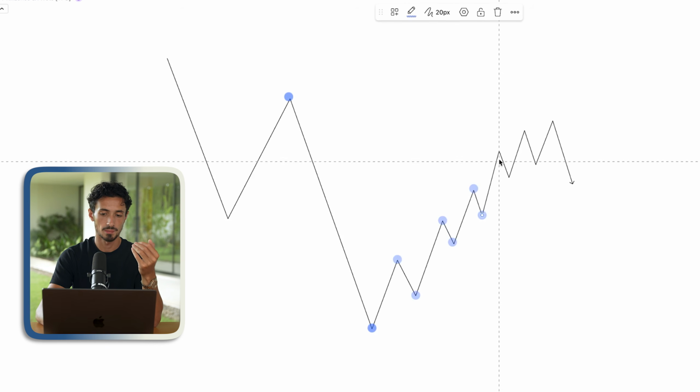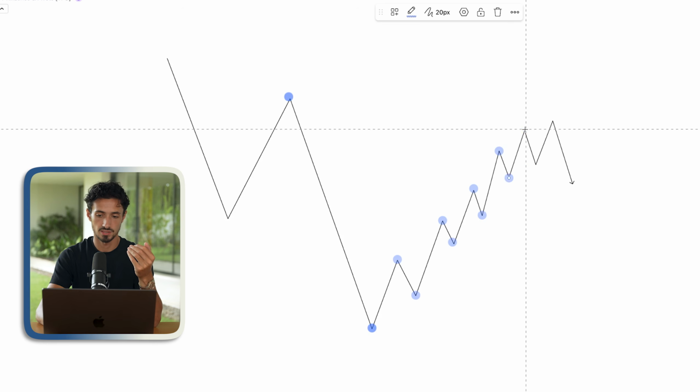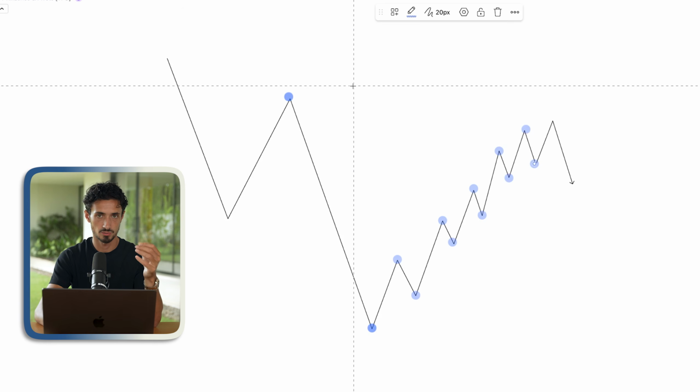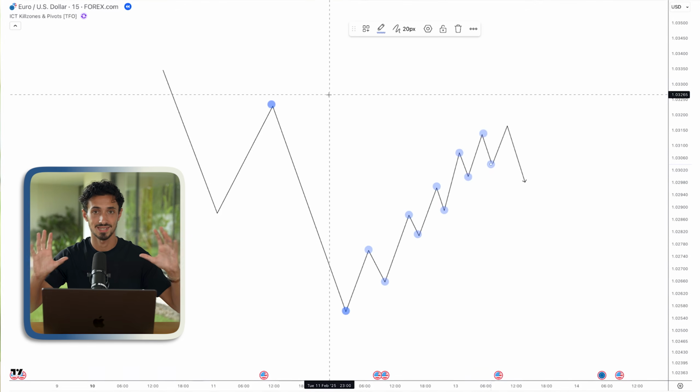And so again, a lot of people are looking at this price delivery and they're thinking that price is bullish, when actually price is still bearish. We're just inside of the swing high to the swing low. This is where so many people get lost in market structure.